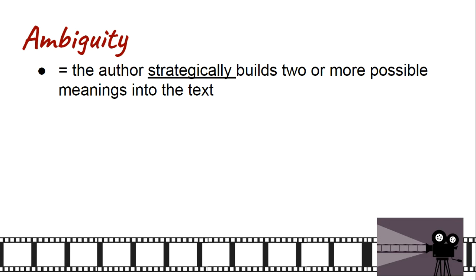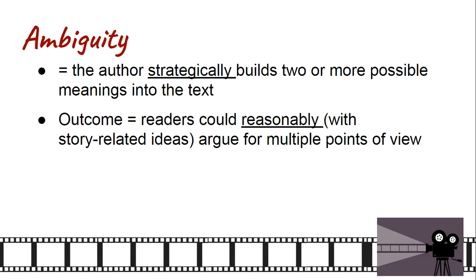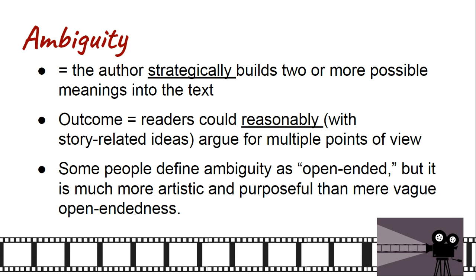Ambiguity in a story is when an author strategically builds two or more possible meanings into the text. So on purpose, built in. The outcome is that you as a reader could reasonably, like with story proof, argue for two totally or three slightly different points of view based on the same facts from the story.